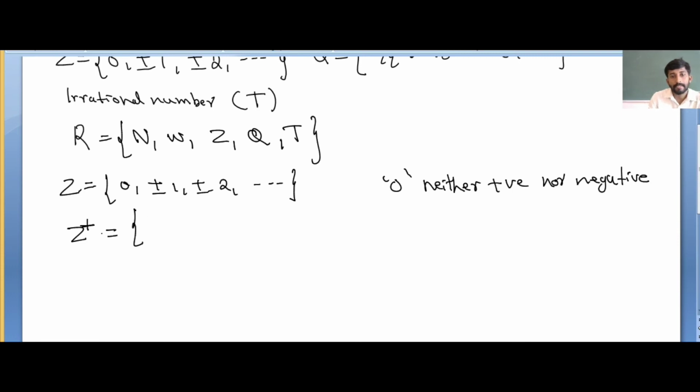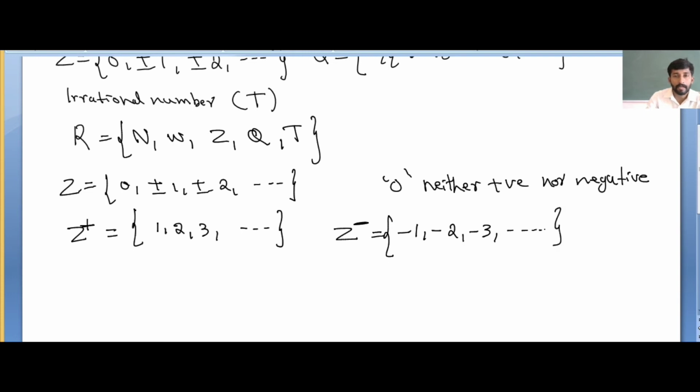So Z plus represents all positive integers. What are the positive integers? Plus 1, plus 2, plus 3 up to plus infinity. Then Z minus. What's the meaning of Z minus? Z minus represents all negative integers. 0 is not a negative integer, so you need to start from minus 1, minus 2, minus 3 and go up to infinity. Clear? Z plus represents the set of all positive integers, and Z minus represents the set of all negative integers.